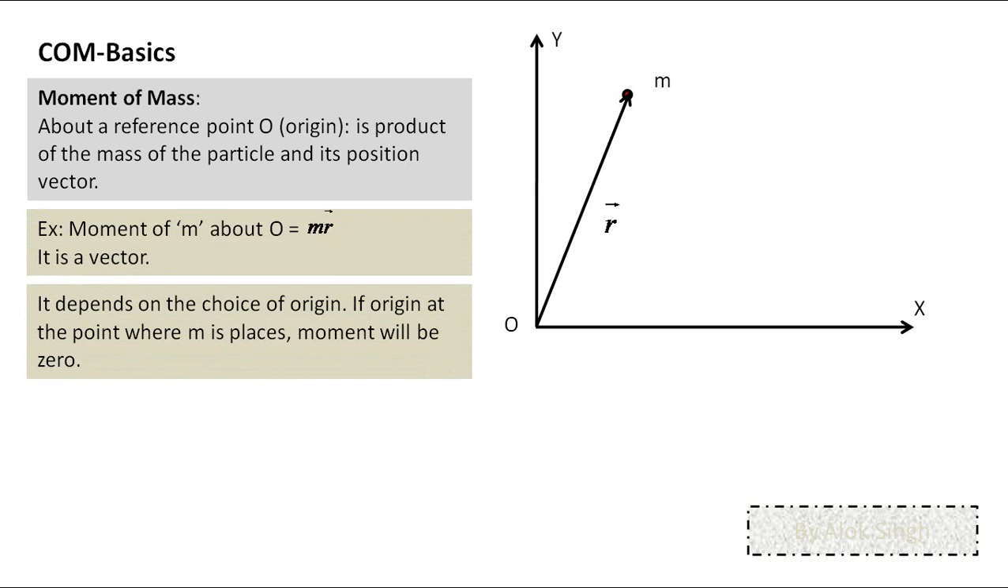So moment of m about O is m into position vector, and this quantity is a vector. So obviously this quantity depends on choice of origin. If we choose the origin at the same position as m, in that case position vector of m will be a null vector and the moment also will be a null vector, of zero magnitude. So choice of origin affects the moment of a mass.